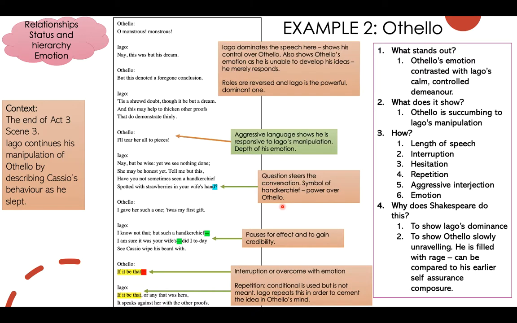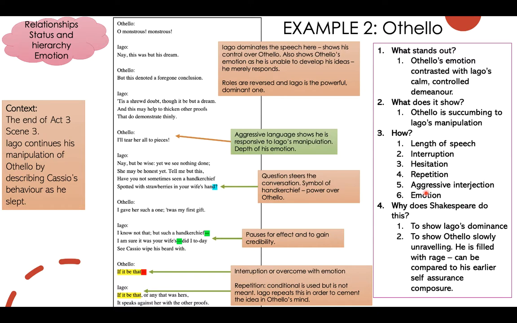Okay. So these are the examples of what we can say in terms of the dialogue. What stands out is Othello's emotion. That's quite evident all the way through, and it's contrasted with Iago's calm, controlled demeanor. What that shows is that Othello is succumbing to Iago's manipulation by becoming more emotional, by changing the way in which we've seen Othello throughout the play. How do we know that he's succumbing to Iago's manipulation? Through the length of speech, the interruptions, the hesitations, the repetitions, the aggressive interjections, and the emotion that we see throughout all of these different things.